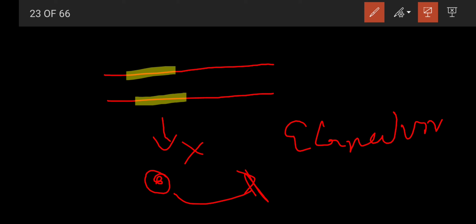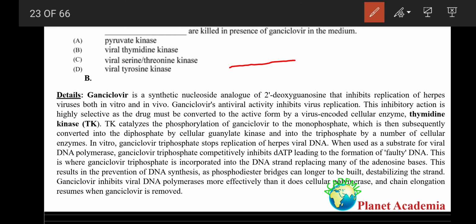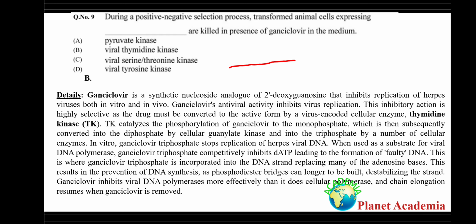This doesn't happen. So let me explain the detail of how ganciclovir works. Ganciclovir is an inactivated form. It is activated by phosphorylation, by the addition of phosphate. Ganciclovir first gets monophosphorylated by the viral thymidine kinase.